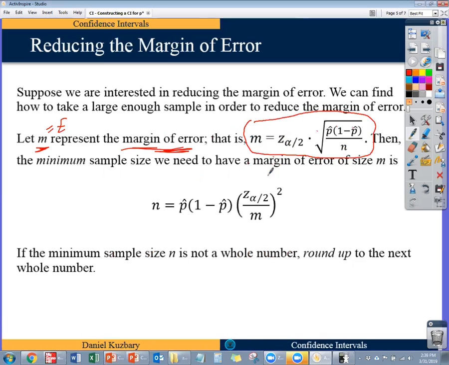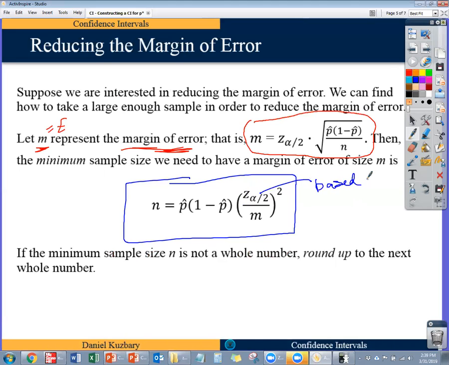Then if you do a little bit of algebra, and you want to set the margin of error equal to something, then the minimum sample size that you need to get a confidence interval with this margin of error is given by this formula right here. So in other words, you're going to know what p hat is already. You're going to get z sub alpha over 2 based on whatever confidence level you want. So this is based on your confidence level or your significance level.